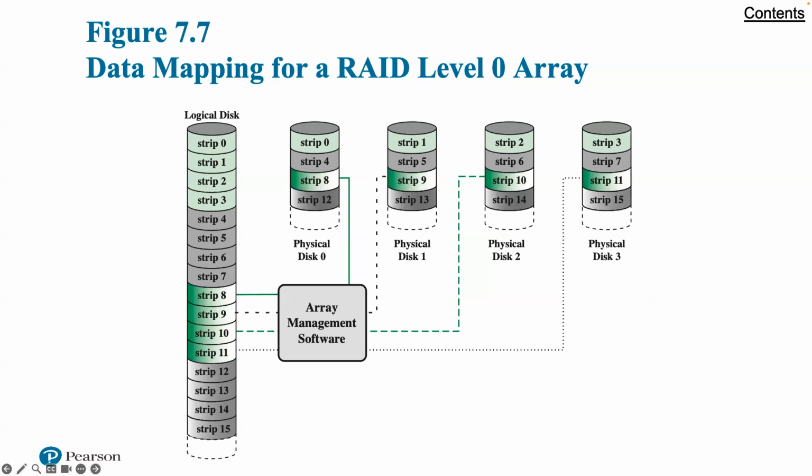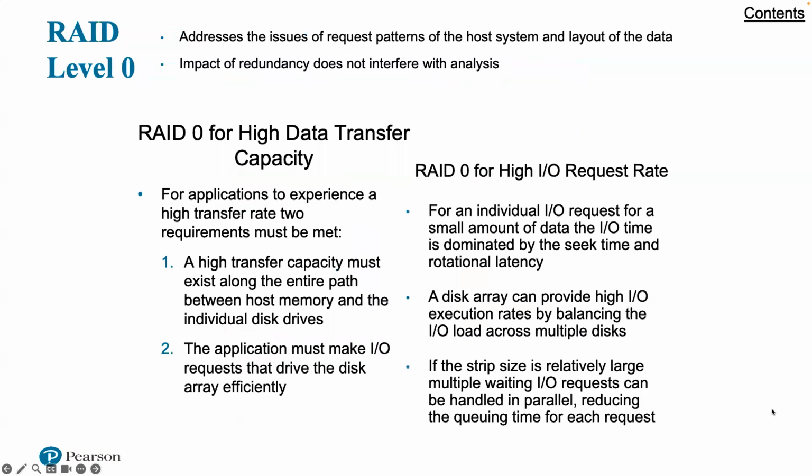Figure 7.7 also indicates the use of array management software to map between logical and physical drive space. This software may execute either in the disk subsystem or a host computer. So here we see the logical drive, and this is what other parts of the computer see, and this is how it's laid out. And in this case, we have 4 physical drives. Okay, now we'll get into the specifics.